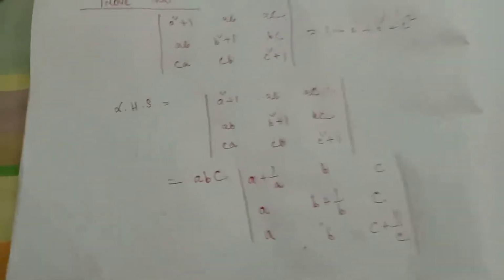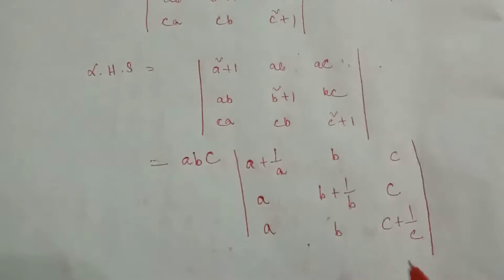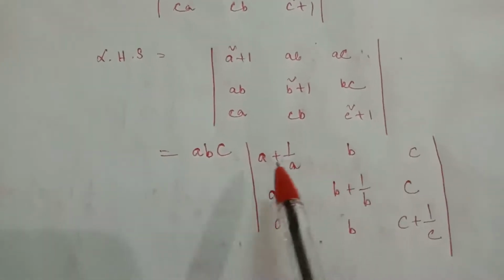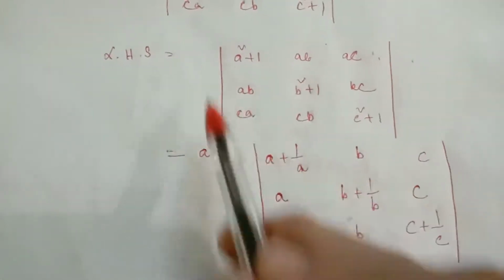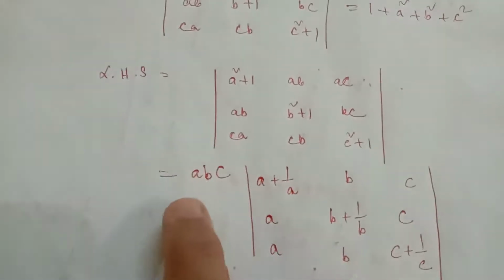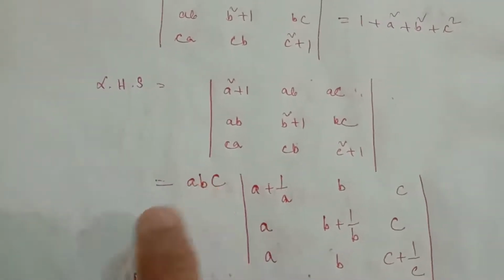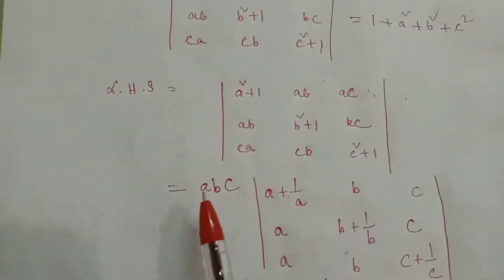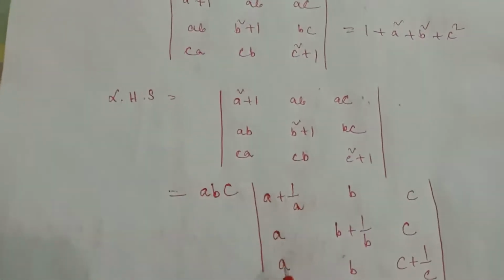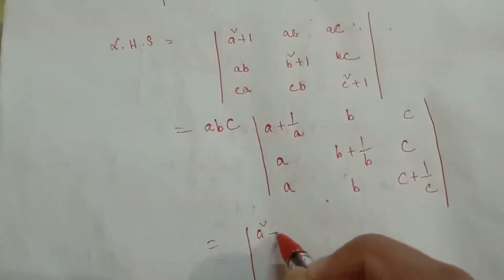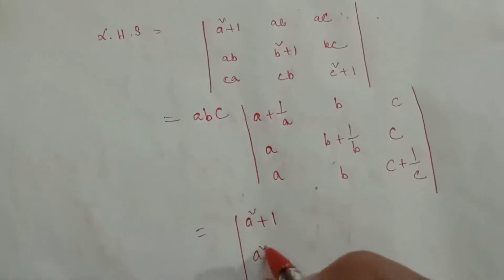Next, our step will be to multiply this determinant by a. First, we have taken a common from first row. Now, you know how to multiply a determinant by a number. You have to multiply this element with any row or with any column. We will multiply a with the elements of first column. Our first column will become a square plus 1, a square, a square.